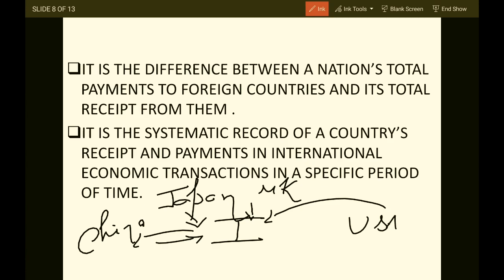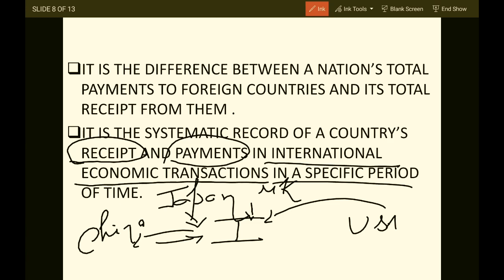Okay, it is a systematic record of a country's receipts, how much they are receiving and how much they have to pay to other countries in international economic transactions in a specific period of time. With other countries, how much money they have to receive and how much money they have to pay is recorded in balance of payment.